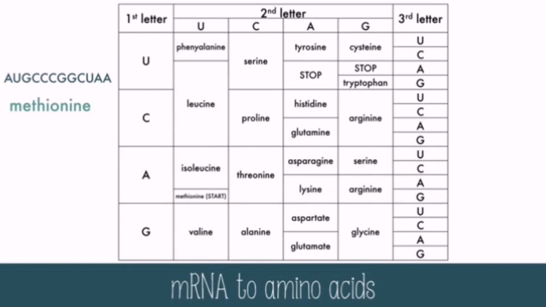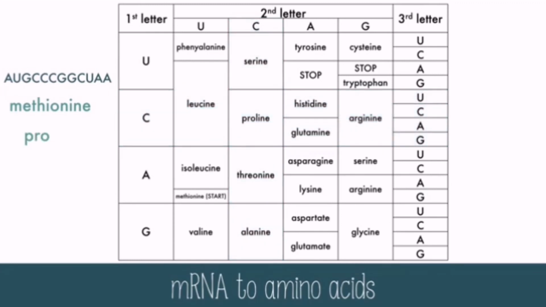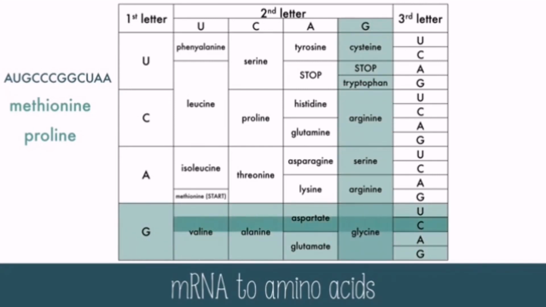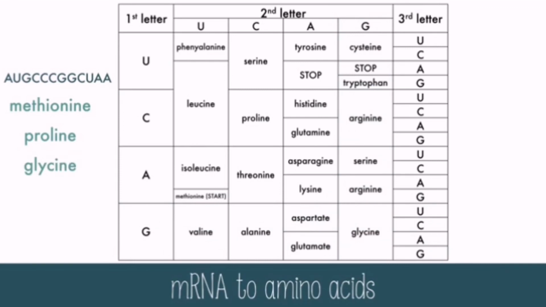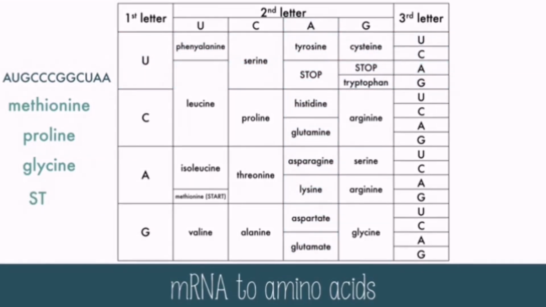Next is CCC, which is the second row, second column, and second row on the right. But we don't even have to look at the third letter in this case, because every third letter will bring the same amino acid, proline. Next is GGC, fourth row, fourth column, second row on the right. That gives us glycine. And lastly is UAA, row 1, column 3, row 3, and that gives us stop. There's no amino acid here. It just means that the protein will detach, and it marks the end of protein synthesis.